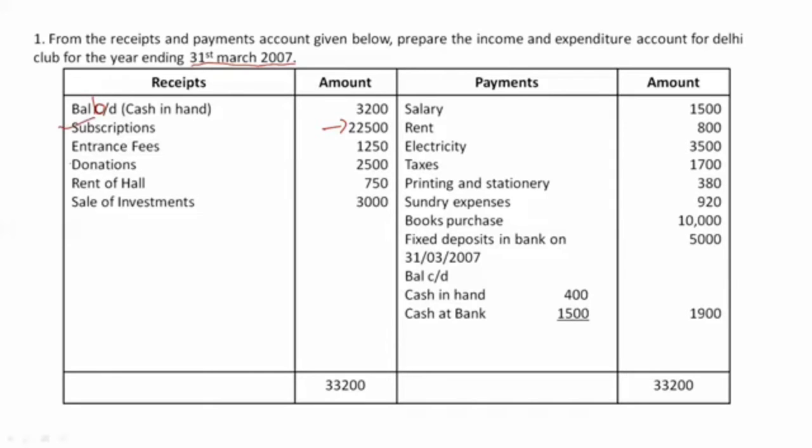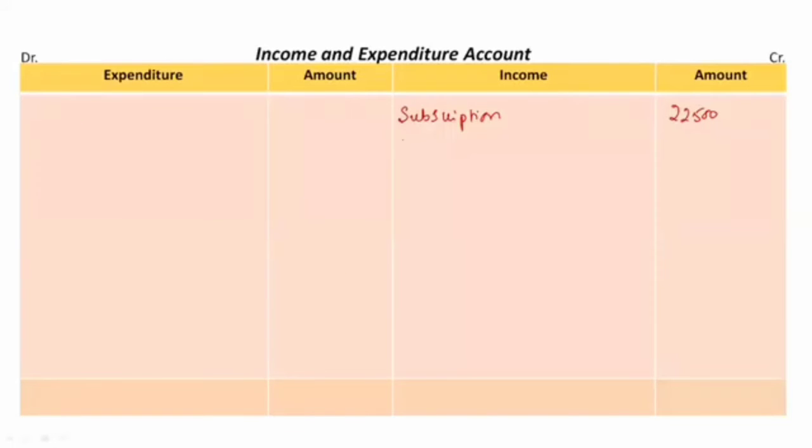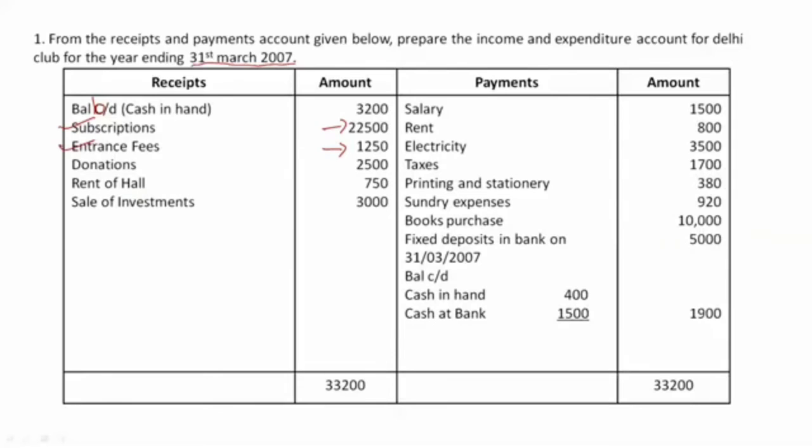Next we have entrance fees. Again, entrance fees is revenue income, because whenever a person enters an NPO, they have to pay the fees. So this is a revenue item. I will take this on the income side of the income and expenditure account: entrance fees, 1250 rupees. Then back to the question. This is also done, tick.